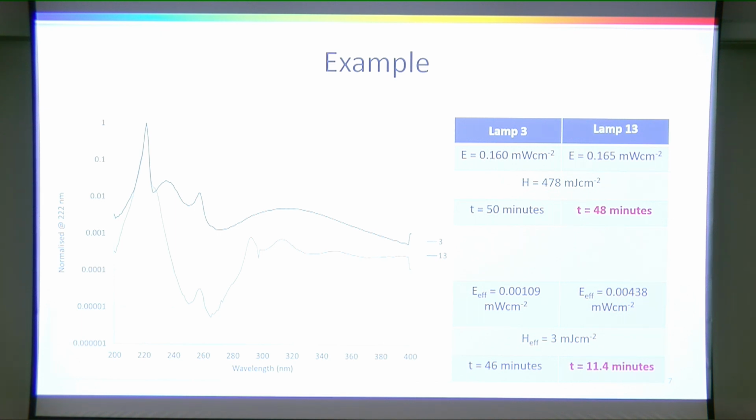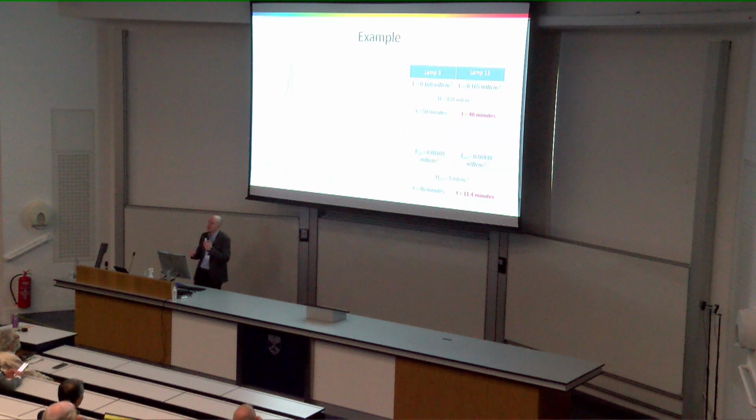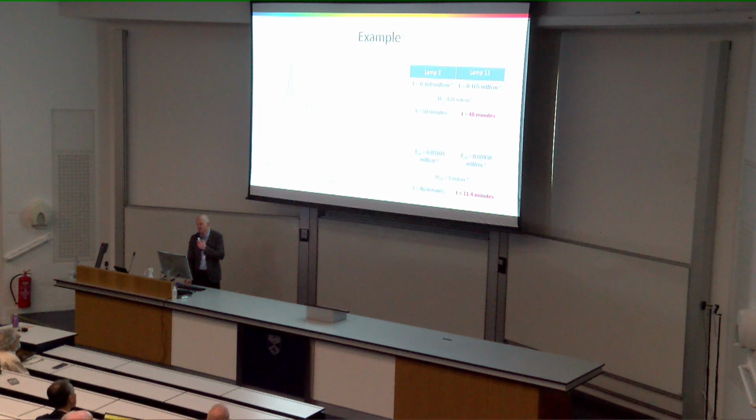But for lamp 13, which happens to be an unfiltered lamp for this example, you can see that there's a much lower exposure time. So, in theory, if you'd gone off of 478 millijoules per centimetre squared, you could have overexposed somebody by more than 4 times what the guideline exposure limits are. So that's how critical it is to take into account those extra wavelengths. But if you're going to do that, you need to know what the spectrum of the light source is. And in the field, it's very difficult, near impossible, to accurately measure that spectrum.